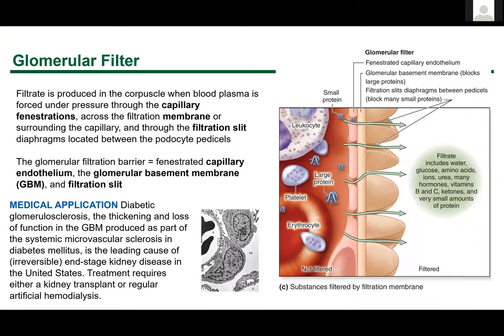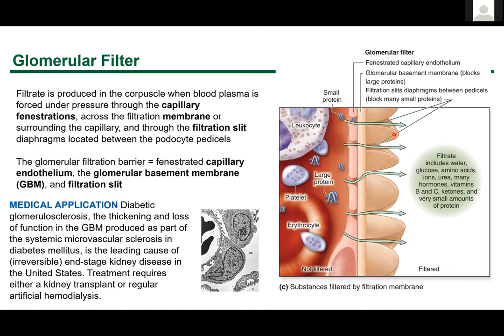Okay, so how does this filtration work anyway? When blood plasma is forced under pressure to leave the capillary, it does so through the fenestrations. So this little green blob guy here is basically just telling you what you can find in filtrate. Notice, I'm saying filtrate, I'm not saying urine yet. That's because filtrate should be different than urine.